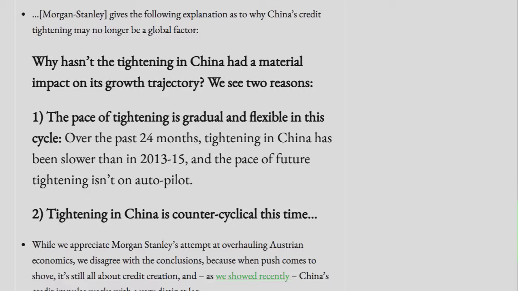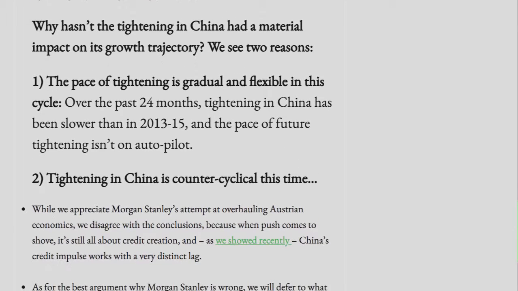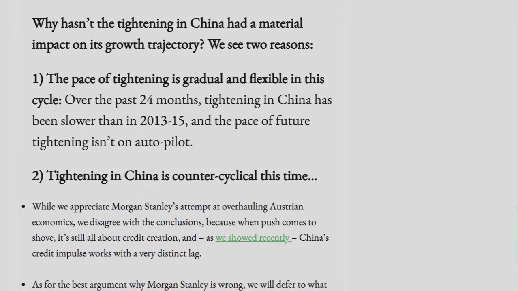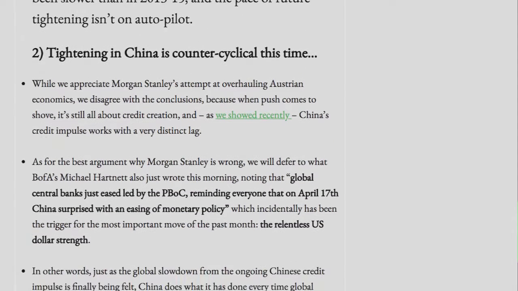Morgan Stanley gives the following explanation as to why China's credit tightening may no longer be a global factor. Why hasn't the tightening in China had a material impact on its growth trajectory? We see 2 reasons. 1, the pace of tightening is gradual and flexible in this cycle. Over the past 24 months, tightening in China has been slower than in 2013-2015, and the pace of future tightening isn't on autopilot. 2, tightening in China is counter-cyclical this time.